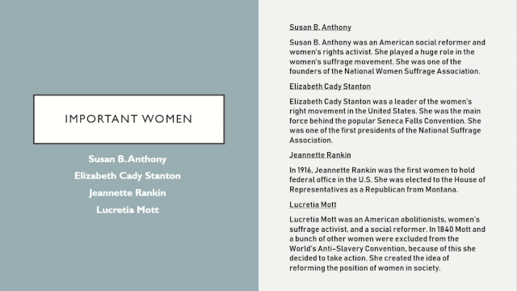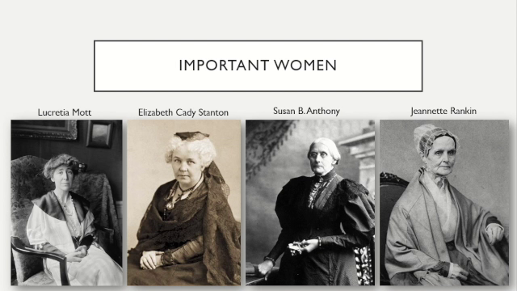Lucretia Mott was an American abolitionist, women's suffrage activist, and social reformer. In 1840, Mott and a number of other women were excluded from the World's Anti-Slavery Convention. Because of this, she decided to take action. She created the idea of reforming the position of women in society. Here's a picture of all the 4 women that were just explained in the previous slide.